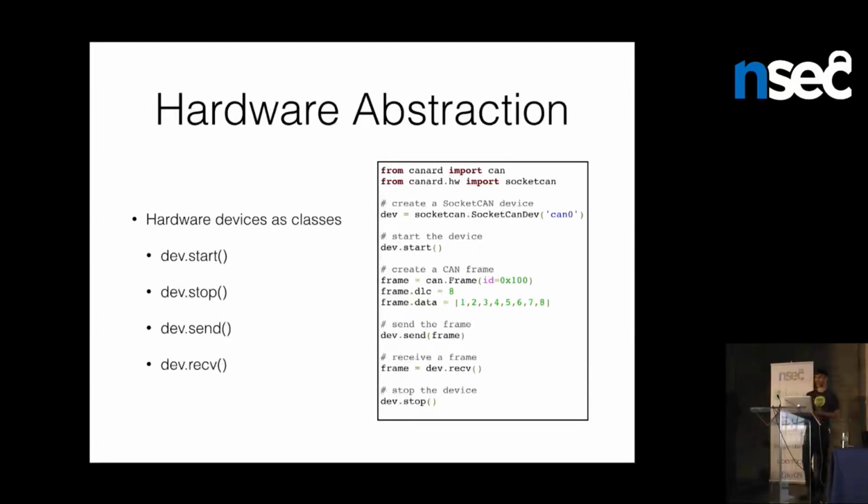So hardware abstraction is really simple. Basically, a hardware device that talks CAN is just a class, and it's got four methods. You can start it, you can stop it, you can send a message or receive a message. So in a really simple example, we create a SocketCAN device with the name can0. We'll have already plugged in and loaded the driver for that, so we'll have a can0 device. Start the device. We'll create a CAN frame. In this case, we want ID 100, data length 8, and just 1 through 8. It's a useless frame. Then we'll send it. That's pretty simple. And then we'll receive a frame, and that's actually a blocking receive, so it's going to wait for it to get any frame back, and then it will stop. Really simple, but those four functions are really all a hardware device actually needs to do.